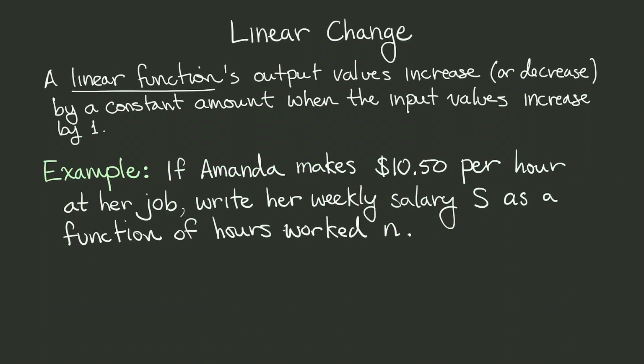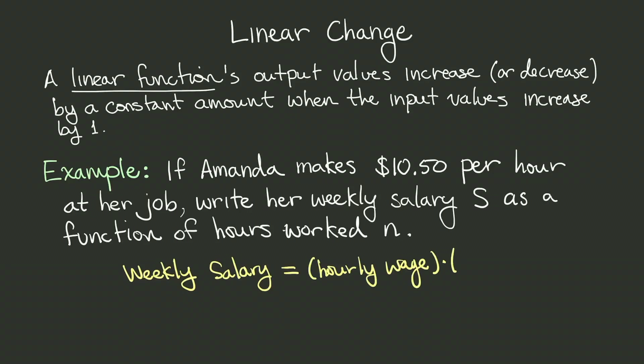Well, it's clear that her weekly salary can be computed by multiplying her hourly wage by the number of hours that she works. And when we do that, we'll come up with a formula, S equals $10.50 times the number of hours she works, which is N. So this is S written as a function of N. This is an example of linear change, and we'll see why it got the name of linear on the next slide.